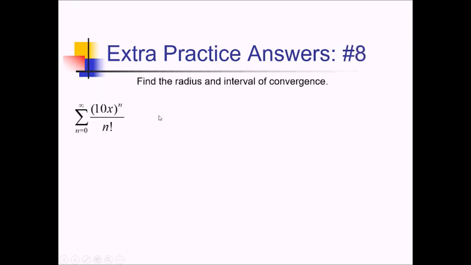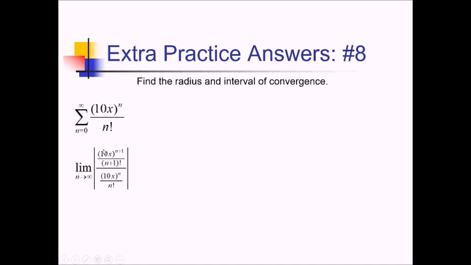To find the radius and interval of convergence on this one, since it's not a geometric series, we're going to use the ratio test. So I have limit as n approaches infinity of, and now we need the n plus 1 over the n term here. So we'll have (10x), all of that raised to the n plus 1 over n plus 1 factorial, divided by just the summand as it was originally written. That's just the nth term down there.